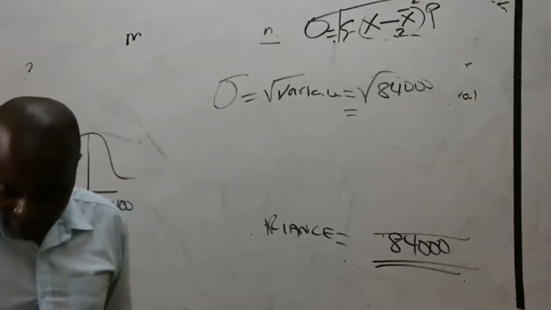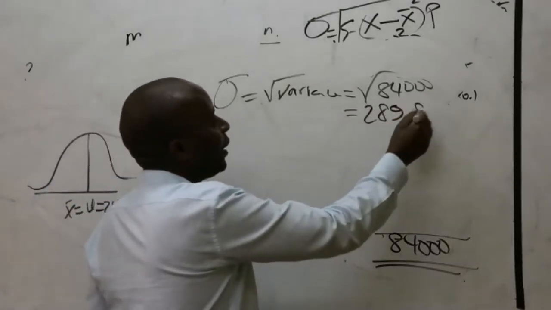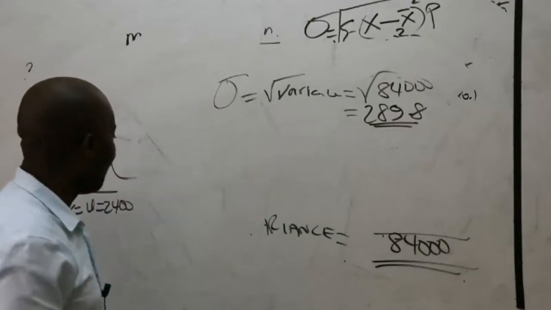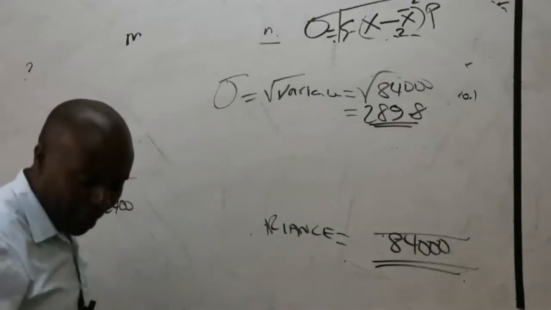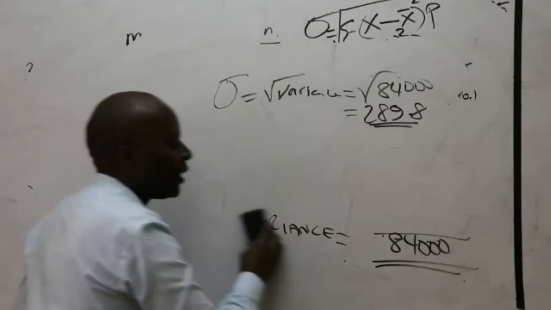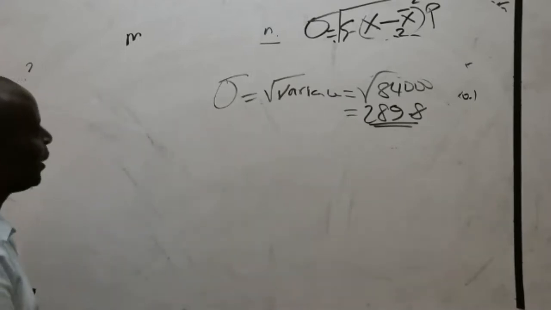289.8, yes. 289.8. Thank you very much. So I'll come and put this figure in my continuous probability distribution. Hiyo ni ugali. Ugali kama saizi ukipata ugali ya Mluya lunch time nzuri namna hii.